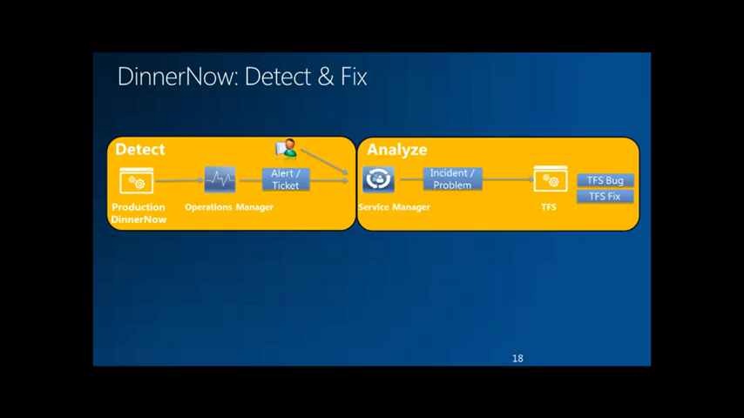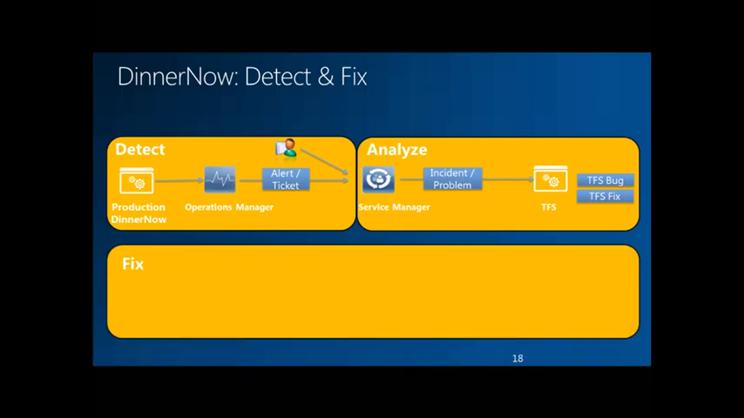So we request some help from a developer. At the point in time where we created the problem, we can in that problem create a TFS bug right from the Service Manager console. That's where we raise that bug in TFS. Once we raise it, we troubleshoot a little bit, and we start fixing this bug. And then we get back to that, but let's just jump into a quick demo.